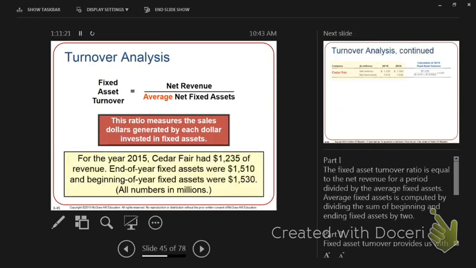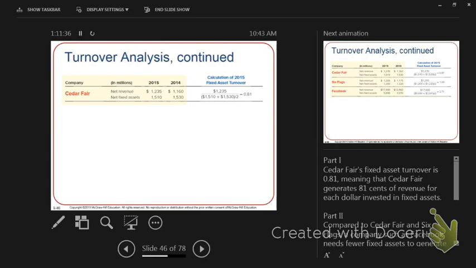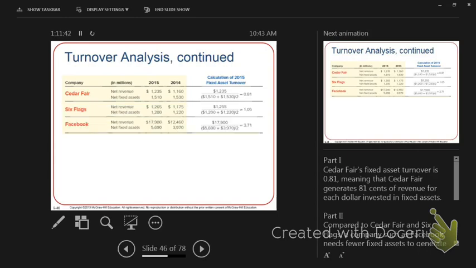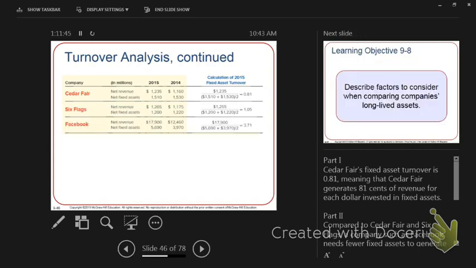All right? So Cedar Fair, do they have a lot of fixed assets? Absolutely. So they had revenue of $1.2 million. But look at their fixed assets. Their assets are 1.5. So if you look, their fixed asset turnover ratio is 0.8. It's almost 1. Look at the Six Flags is 1.05. Facebook's is 3.7. What's the difference? Yeah, Facebook doesn't have fixed assets compared to their revenue. Whereas these 2 companies have much more in fixed assets than they do in revenue.